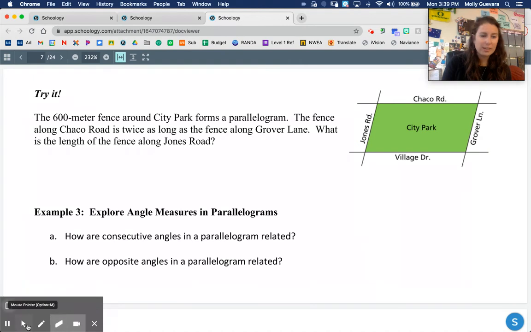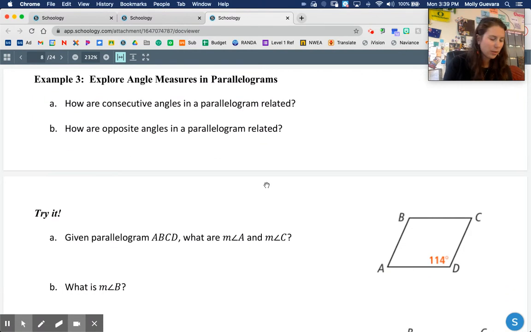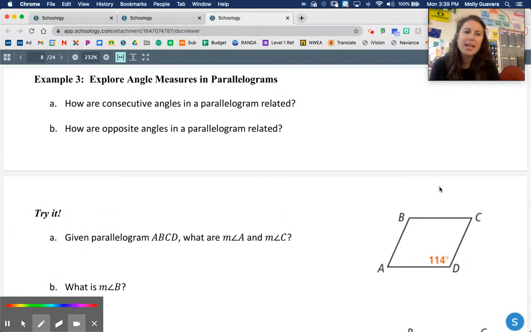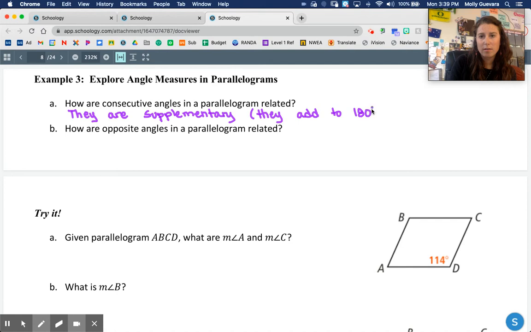All right, let's look at example 3. Example 3 says, and I'll scroll down a little bit so we can see that triad as well. Okay, so example 3 says, how are consecutive angles in a parallelogram related? So consecutive angles are the angles next to each other. Okay, so consecutive angles are supplementary. They are supplementary, meaning, right, that they add to 180 degrees.